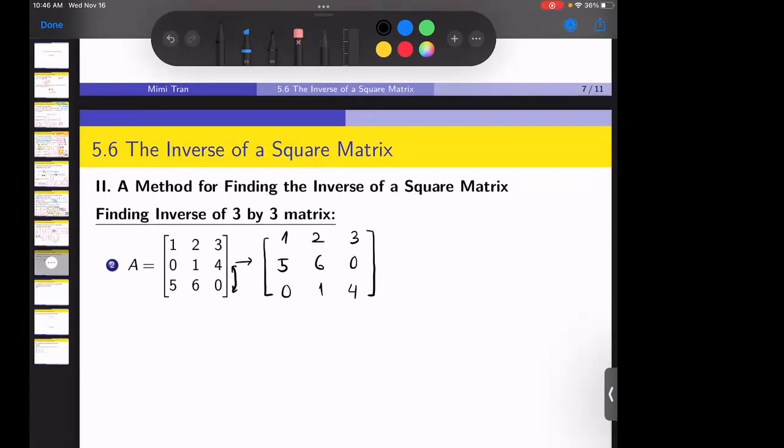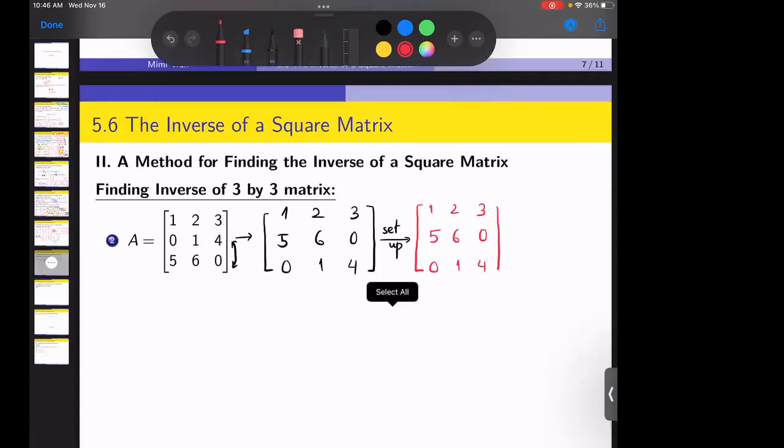And now we're gonna set it up. Do you remember how to set it up? There's 2 matrices, right? Left one and then the right one. So 1, 2, 3, and then 5, 6, 0, 0, 1, 4. On the right one, what should I write? The identity matrix, right? The identity matrix, which is 3 by 3. So it's 1, 0, 0, 0, 1, 0, 0, 0, 1.